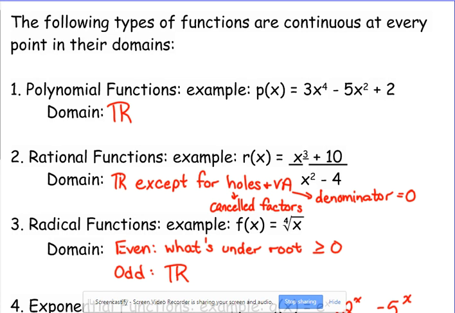Rational functions, I've been trying to mention it, okay? They do have a domain of all real numbers except for holes and vertical asymptotes. Those are the problems. Those are what you should be looking out for.